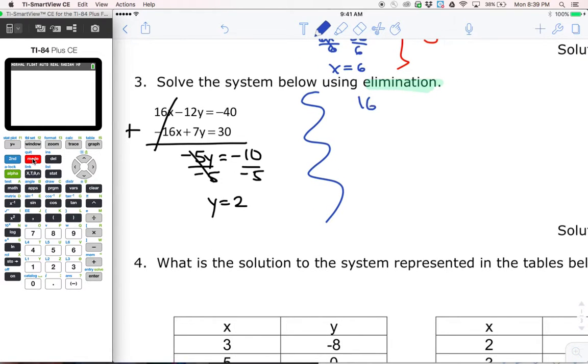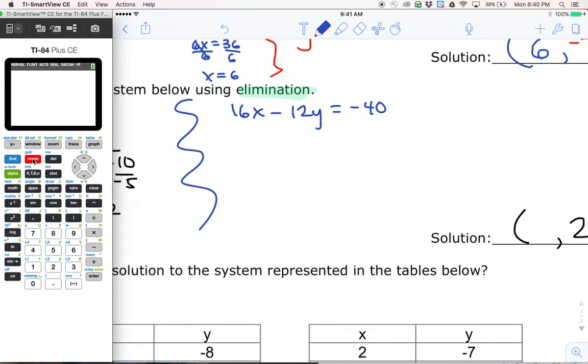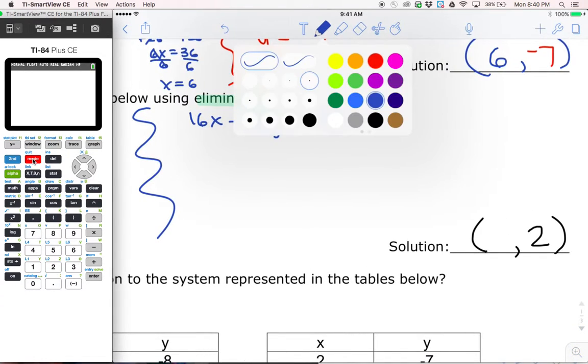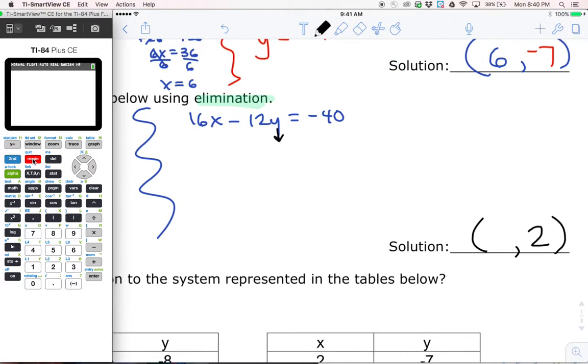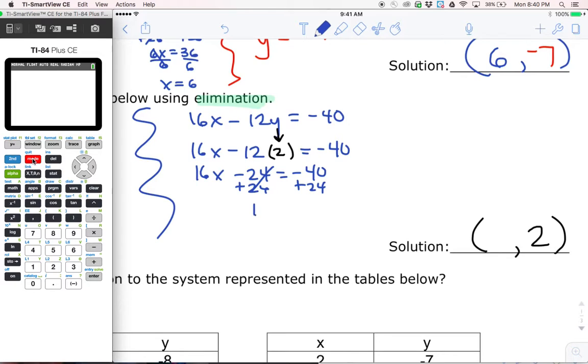Here we go. 16x plus -12y is equal to -40. But now I know that y is actually 2. So this y value right here, I'm going to use a 2 for it. Everything else stays the same. So I've got 16x minus 12 times 2 is equal to -40. And now just go ahead and solve this. We've got 16x minus 24 equals -40. We're going to add 24 to both sides. And we get 16x is equal to -16.